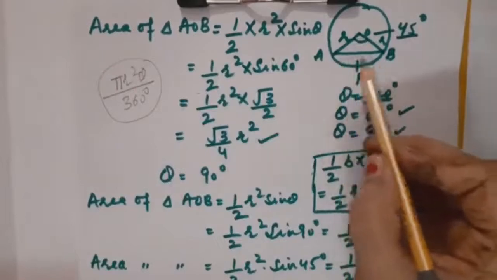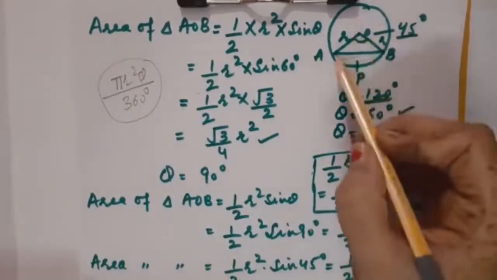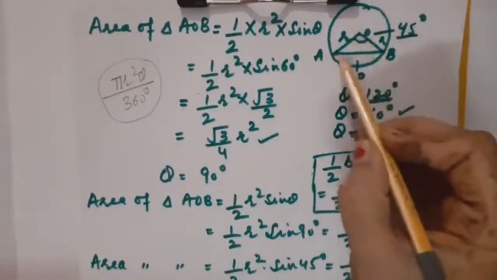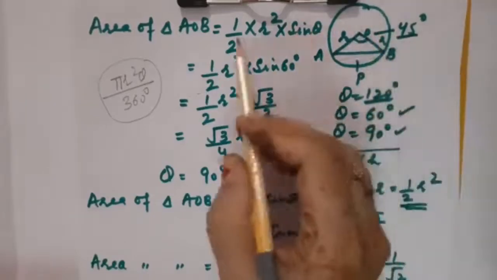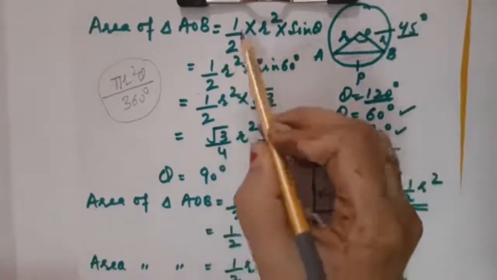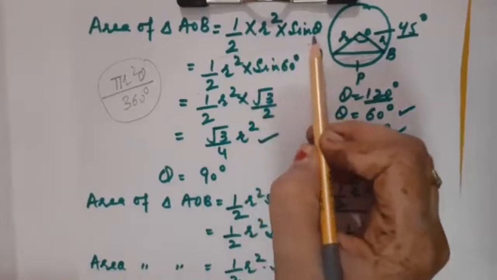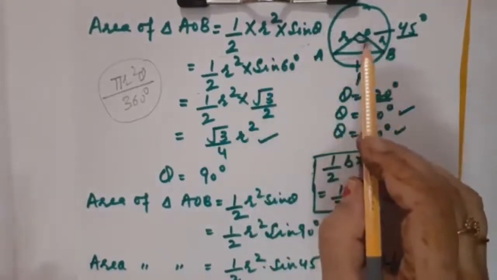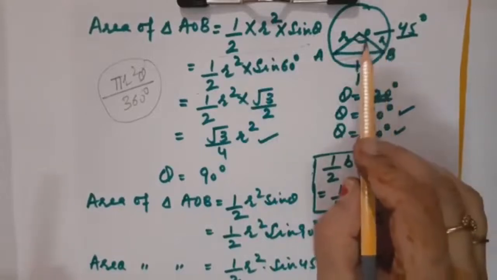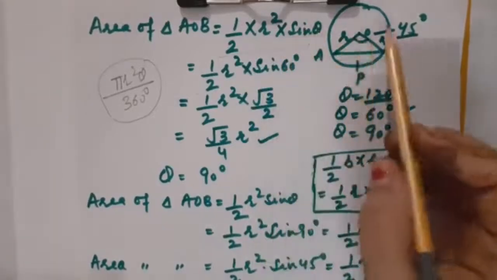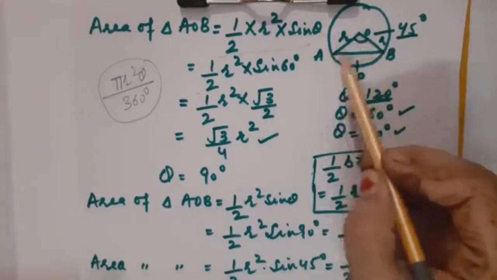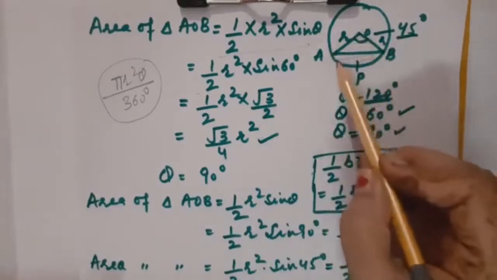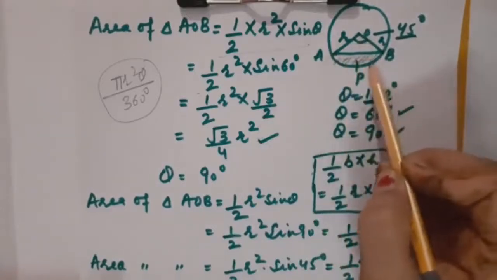Now how to calculate the area of a segment? You have to subtract the area of triangle AOB. Which formula do you have to apply, children? Half into r square into sine theta, for all kinds of theta, whether theta is acute, obtuse, whatever kind of theta it is. Clear? So we subtract this area of triangle from the area of the sector so that we can find the area of the segment.